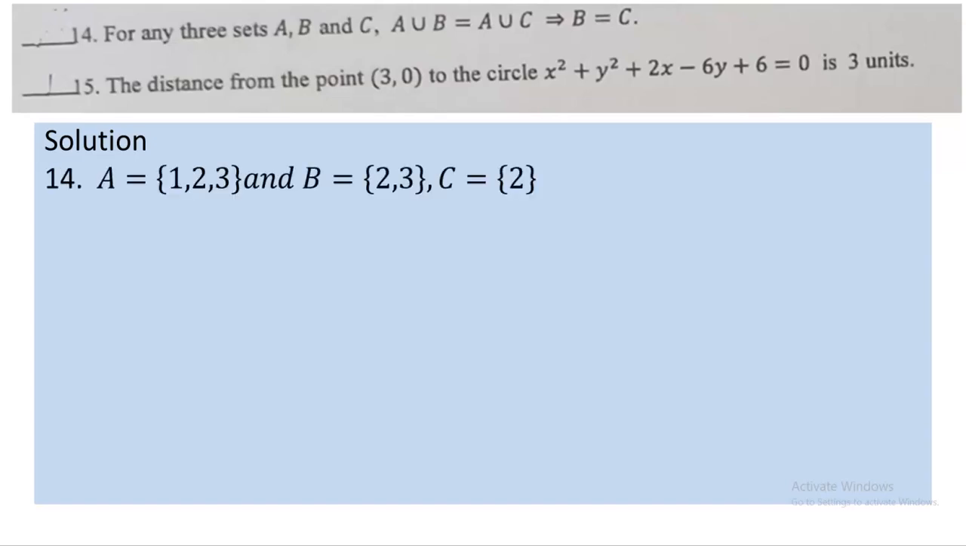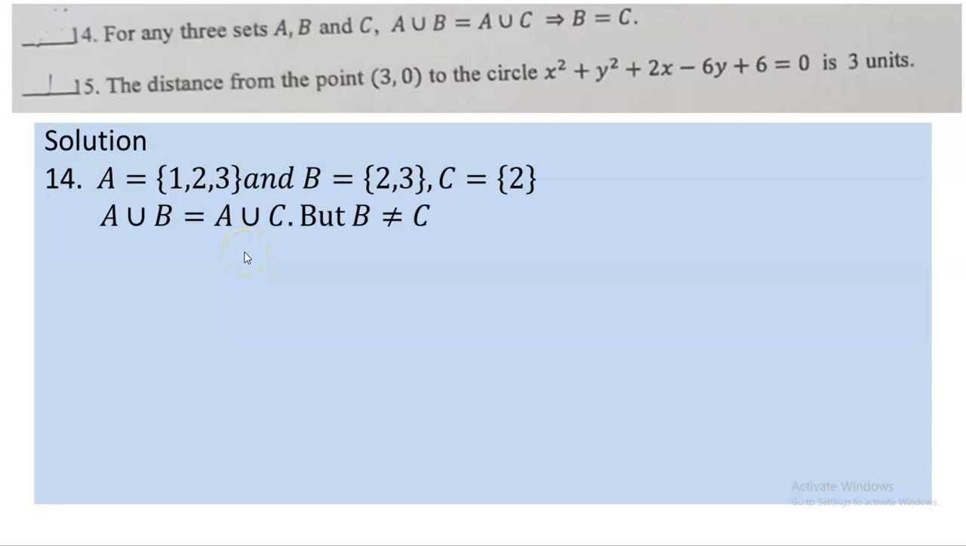Suppose you are having set A as 1, 2, 3, students, and set B as 2 and 3, and set C as a set containing number 2. So here, if you combine A and B, you are going to have a set containing 1, 2, 3. And again, if you combine A with C, students, you do have again 1, 2, 3. So we can say that A union B is the same as A union C.